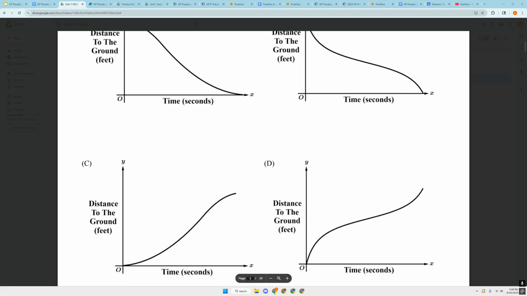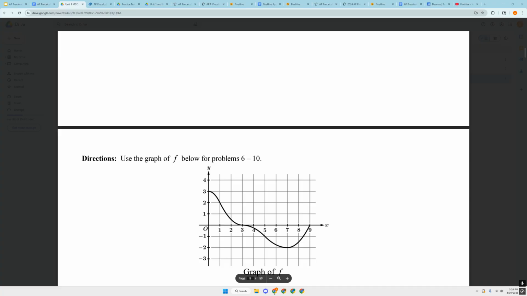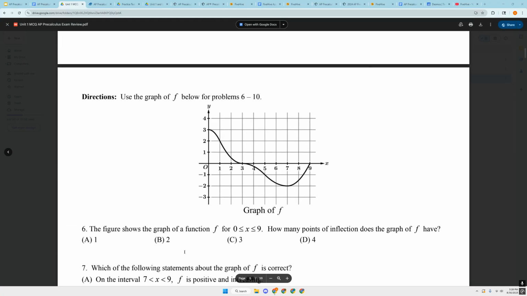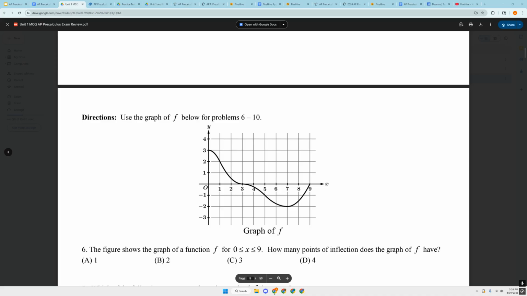Let's try another one that's not visual then. Try this one. Alright, number 6. The figure below shows the graph of function f.